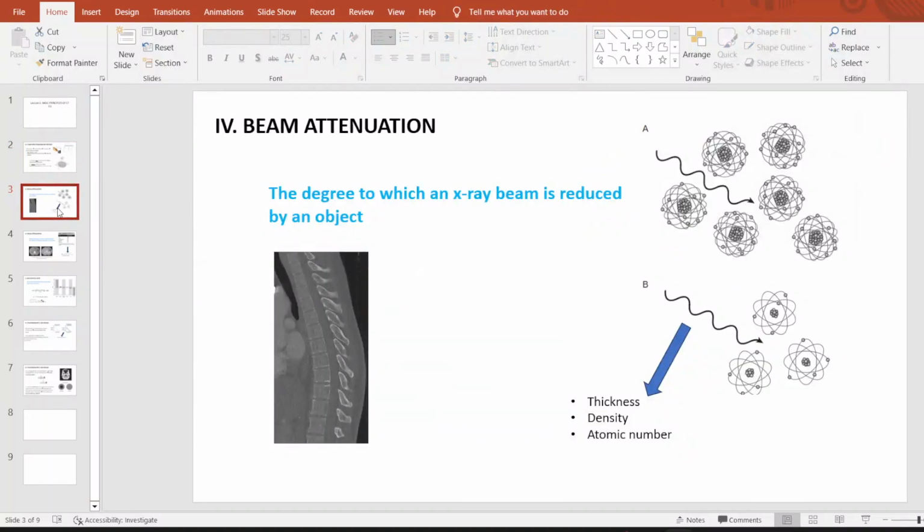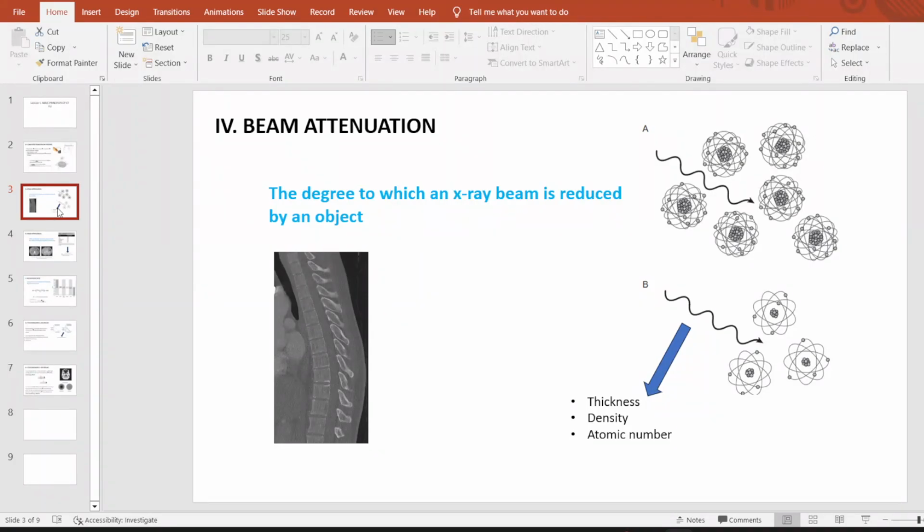Now let's get into another section. It's about beam attenuation. Oh, it's really cool. It's one of the most important definitions that you have to remember, because this is the cause of every single process in the CT system. Let me explain to you.